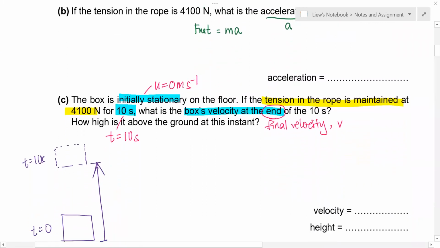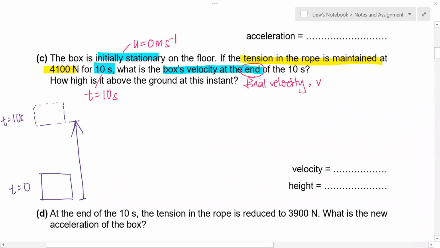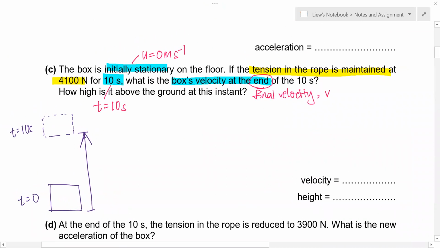Part C is interesting. It says the box is initially stationary on the floor. If it's initially stationary, what it means is originally the box is not moving, and therefore the initial velocity of the object is equal to 0. So we have u is 0 meters per second. If the tension in the rope is maintained at 4100 newtons for 10 seconds, what is the box's velocity at the end of the 10 seconds?